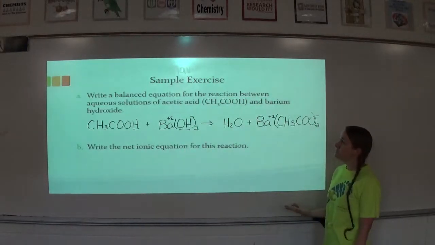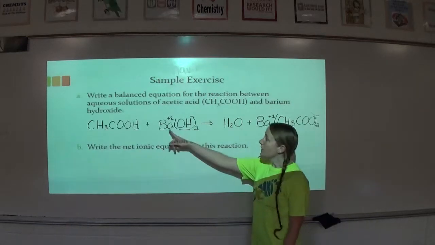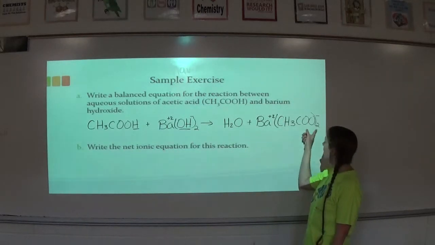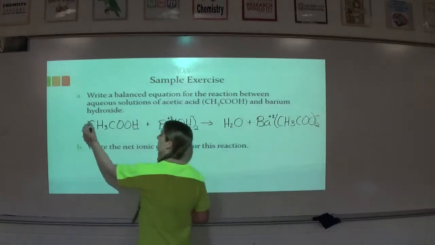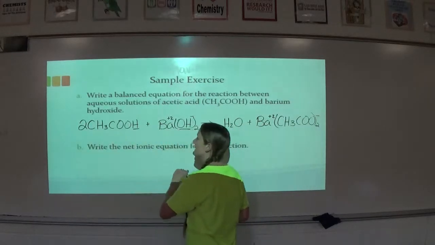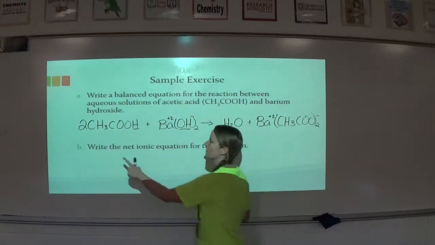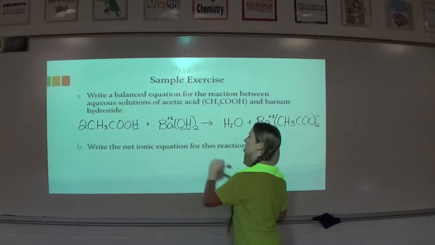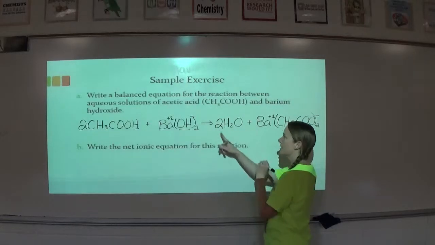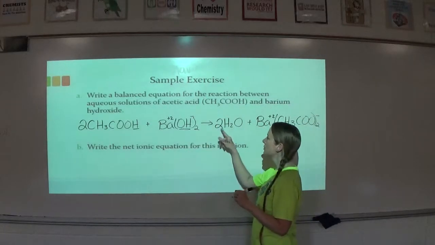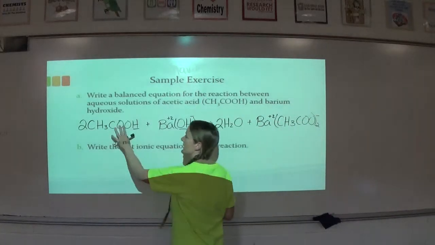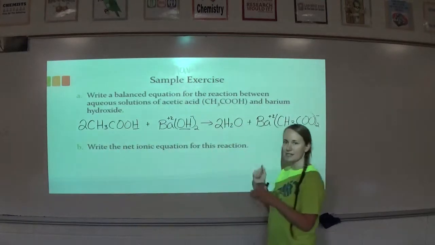Alright, so last step is we've got to balance to make sure everything's equal. So I have 1 Ba, 1 Ba. I have 2 acetates over here, so I'm going to put a 2 here. So now I have 2 acetates. And then I have 4 hydrogens. Everybody see how there's 2 here, 2 here, which is 4? So I need a 2 here. So now I have 4 hydrogens, and then 2 oxygens and 2 oxygens, because of course I counted these oxygens and hydrogens as the acetate.